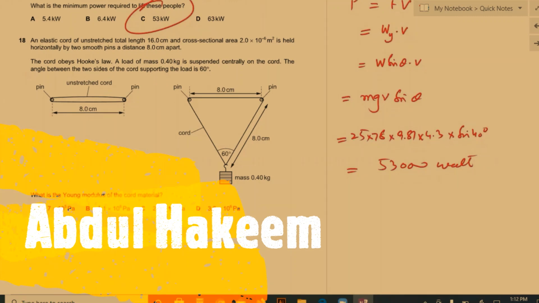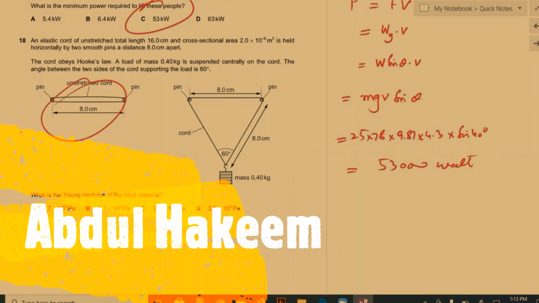An elastic cord of unstretched total length 16 centimeter, with cross-sectional area 2 into 10 power minus 6, is held horizontally by two smooth pins 8 centimeter apart. The cord obeys Hooke's law. A load of mass 0.4 is suspended centrally on the cord. The angle between the two sides of the cord supporting the load is 60 degrees. What is the Young modulus?